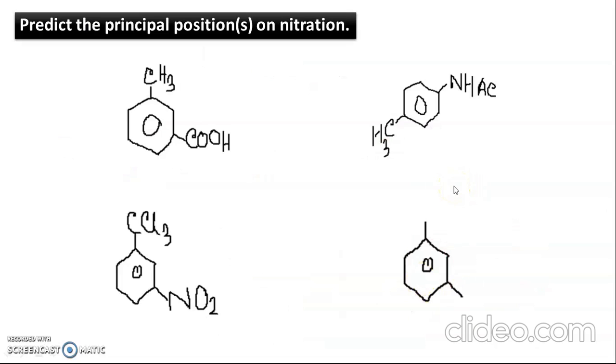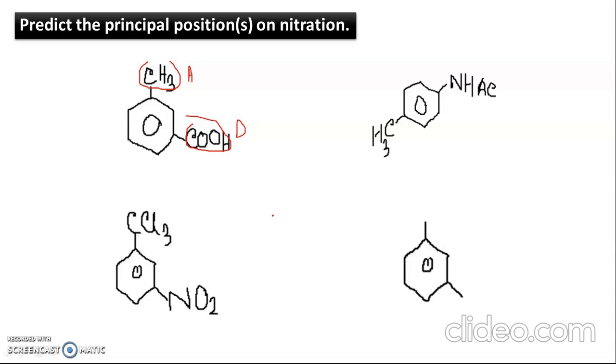Now we will try to predict the principal position, or it may be more than one position, if we perform the nitration reaction for these molecules. So first molecule, here you can see we have a methyl group and we also have a carboxylic acid group. This methyl group is activating, but this is deactivating. A for activating, D for deactivating.